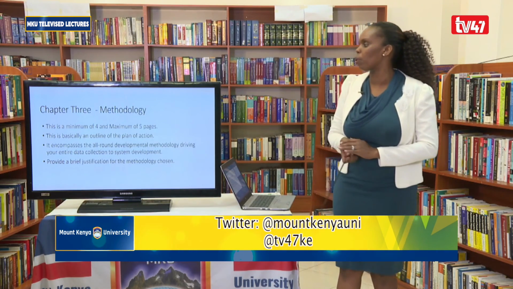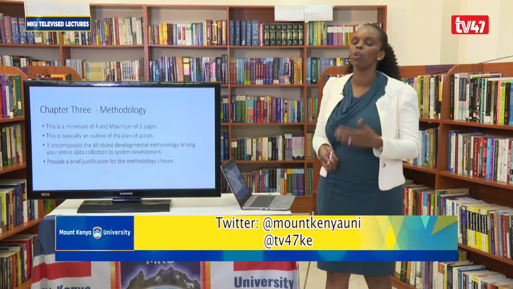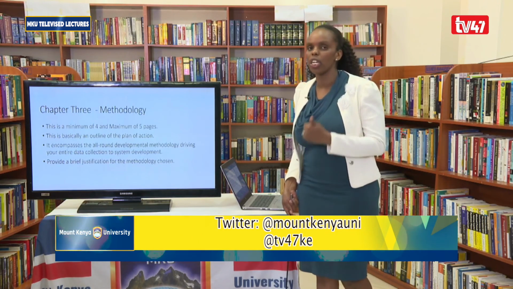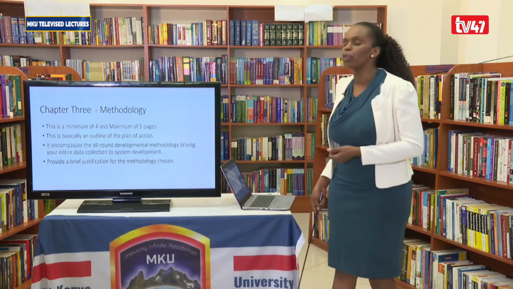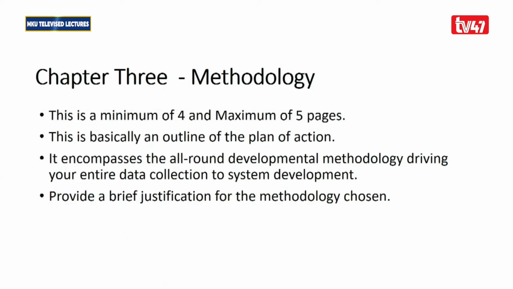Now the next chapter is chapter 3, methodology. This is a minimum of 4 and a maximum of 5 pages, and basically the methodology outlines the plan of how you intend to carry out the project, your plan of action. How do you intend to realize that project? And it encompasses the all-round development methodology, driving your entire data collection to system development.